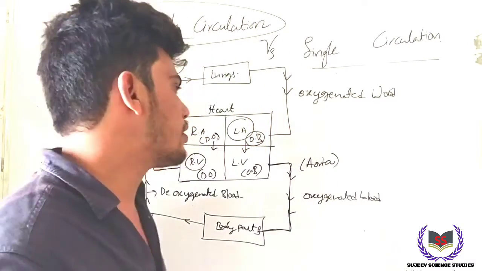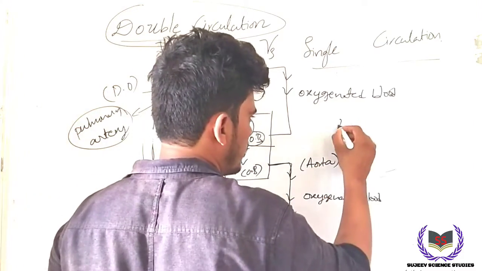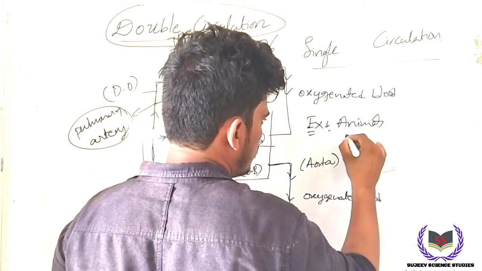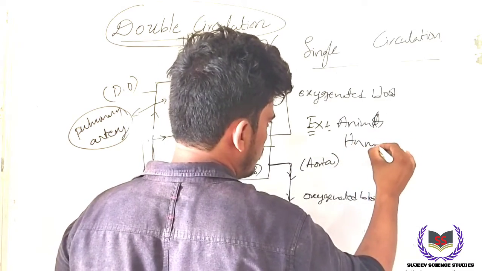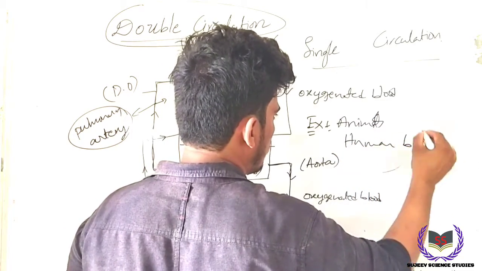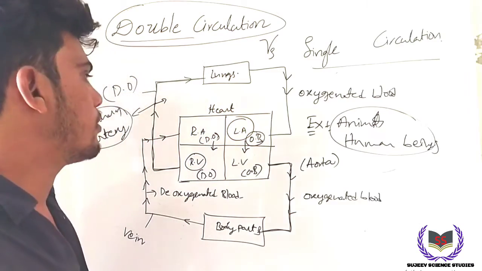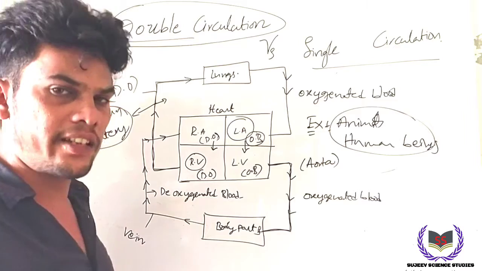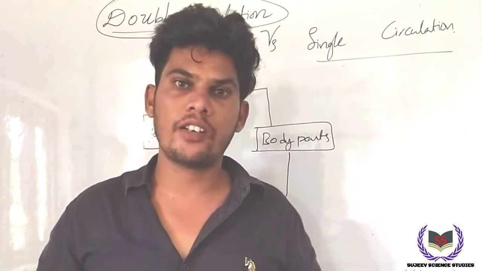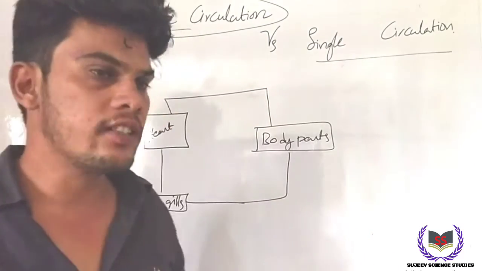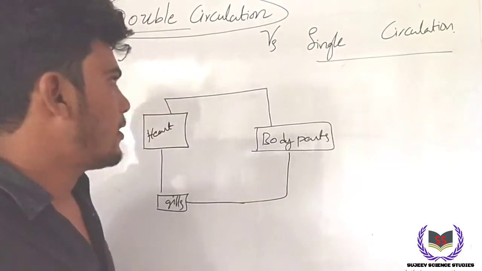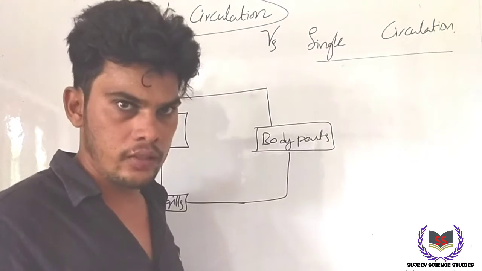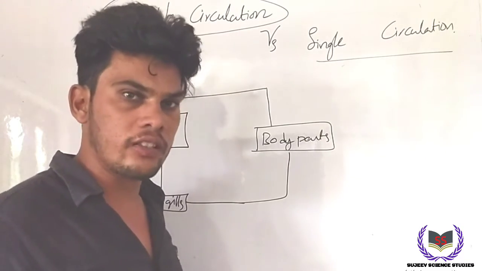This double circulation you can observe in animals and human beings. So these are examples of double circulation. I hope you understand. Let's go on to discuss single circulation. What is single circulation? The term single circulation explains itself. The blood flows once through the heart, a single time. That is called single circulation.